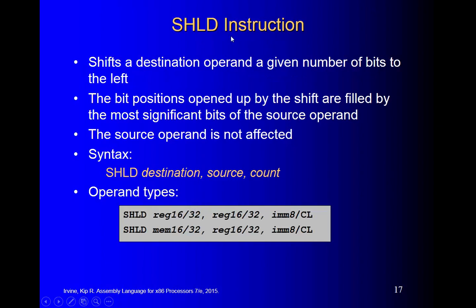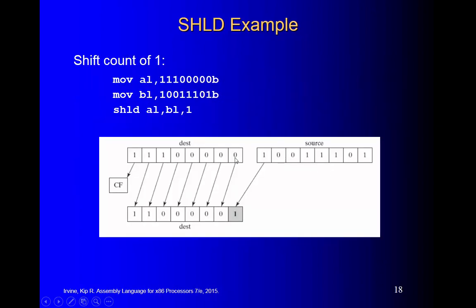Shift left double. This is a special instruction. For this instruction, you need 3 operands: destination, source, and count. So you're going to shift the destination to the left or the right based on the count, maybe 4 bits or 5 bits. Whatever is missing, the missing bits will be supplied by using the source. The second operand is the source. Here, this is the example.